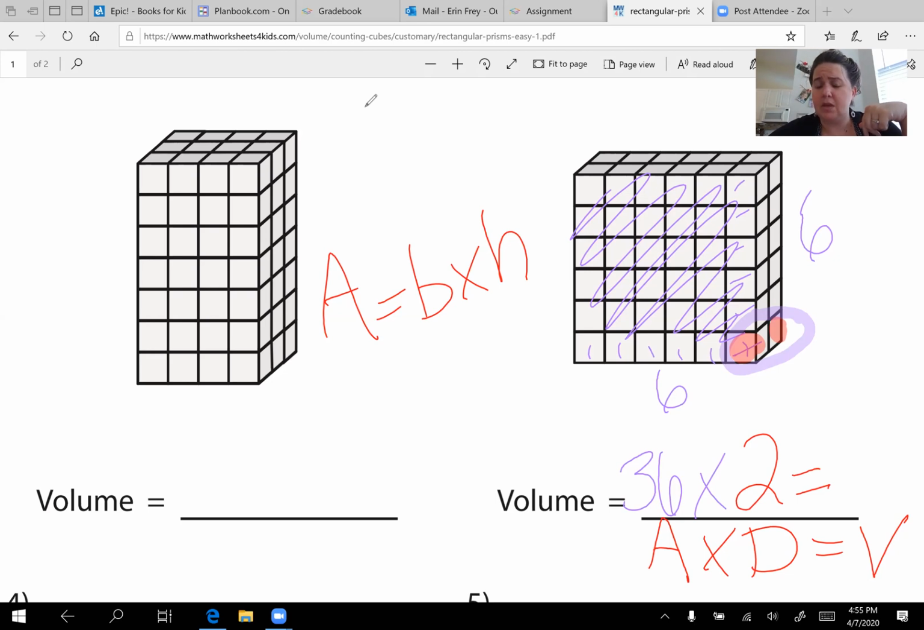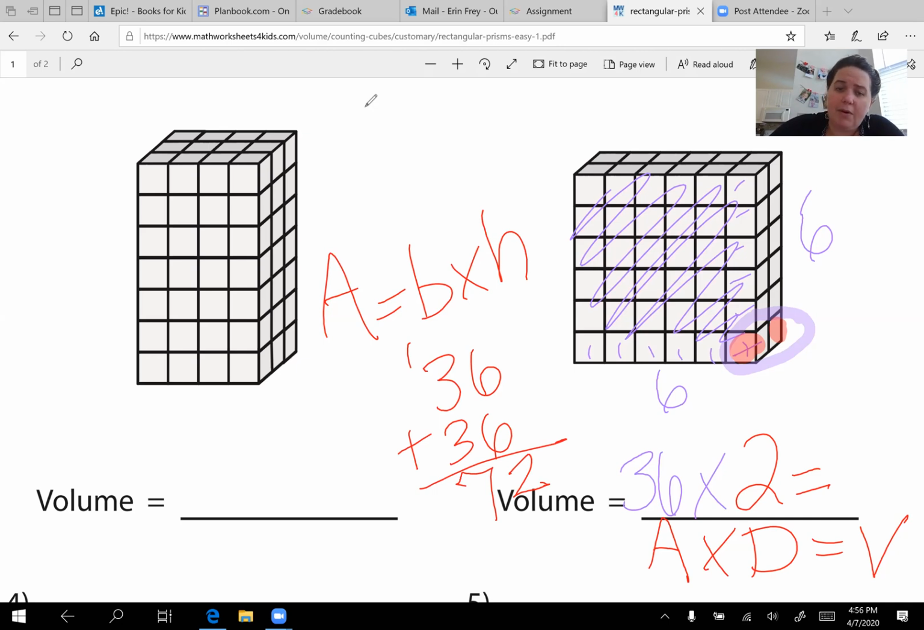don't know my 36s, but I do know that multiplication is just repeated addition. So all I need to do is 2 groups of 36. So 36 plus 36 equals 6 plus 6 is 12. Carry the 1. 3 plus 3 is 6 plus 1 is 7, 72.